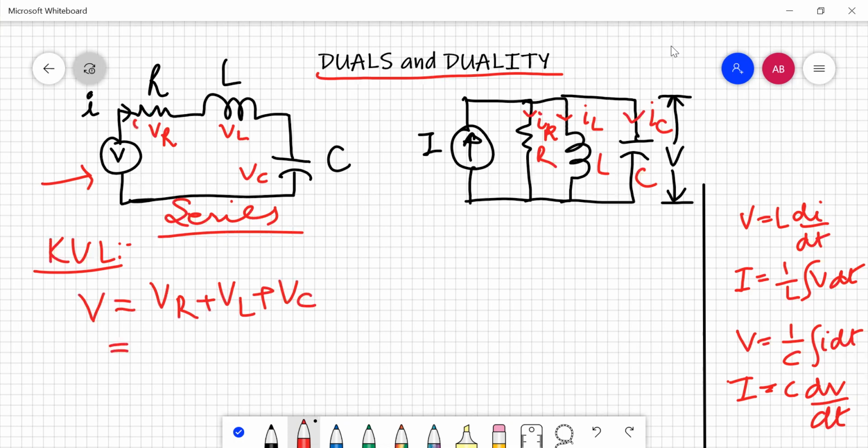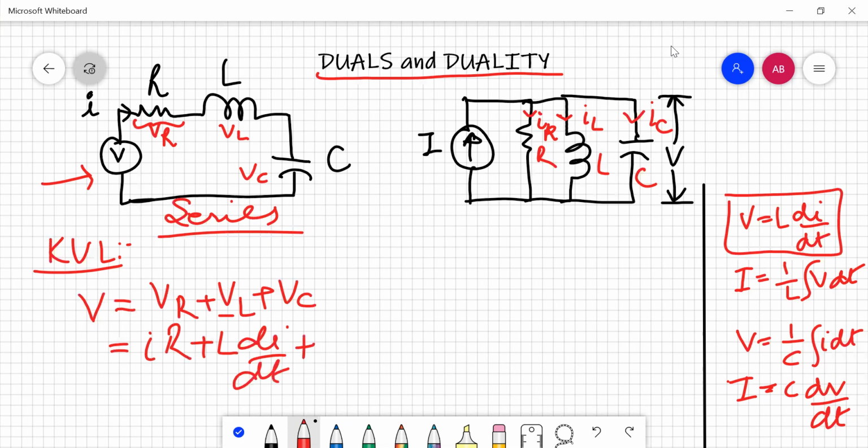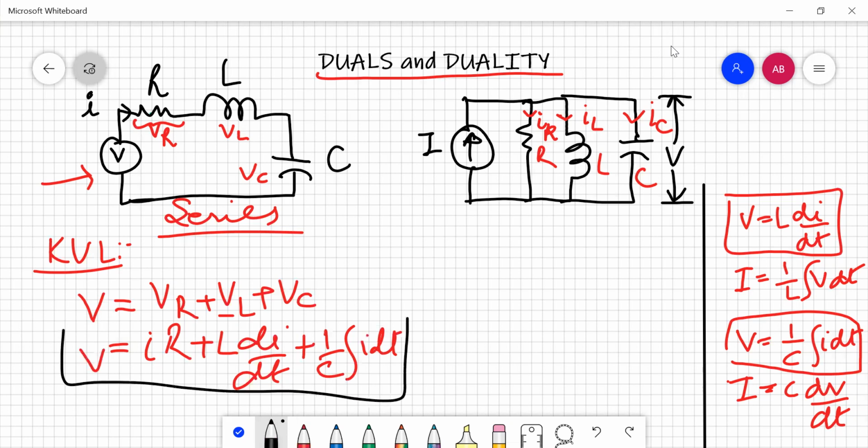The voltage across the resistor will be equal to I multiplied by R, while the voltage across the inductor, if you all are familiar with this, will be equal to L di by dt, and the voltage across the capacitor will be equal to 1 upon C integral of I dt. So I have put all the formulas here, and this becomes my first equation for the series circuit.